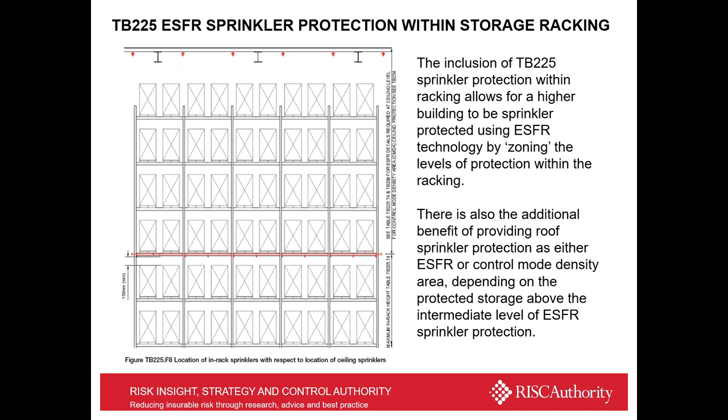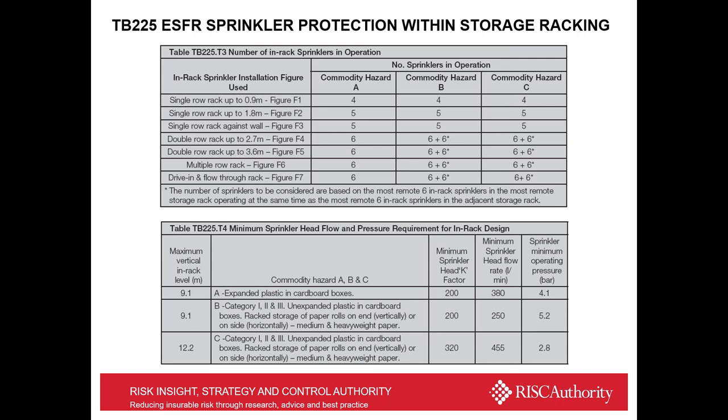The tables that are used within this new standard are common within TB209. The top table there, table 3, gives you design basis for hydraulic calculations on the different configurations, which we've just gone through from figure 1 to figure 7, how many heads are involved and how many racks are involved. And table 4 is common to the commodity requirements within TB209. They just confirm the maximum level that you can protect of racking based on that commodity classification, confirming which K factor head, the flow rate and the minimum pressure.